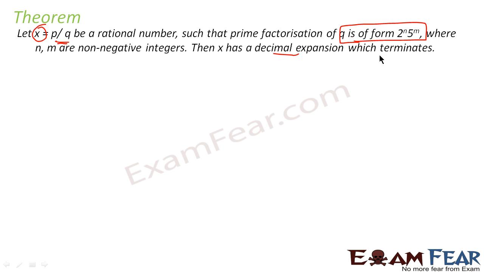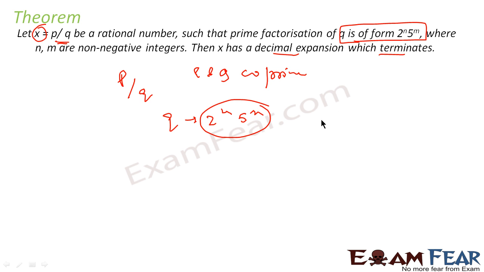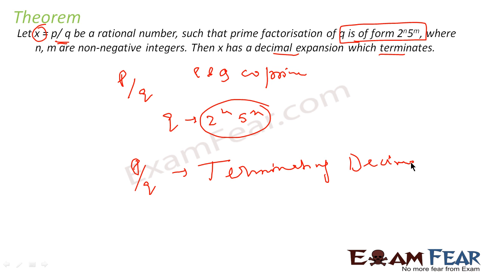The same thing in the reverse way. Whatever we have learned in the last slide, the same thing in the reverse. That is, if it is of the form p by q, p and q co-prime, and q is of the form 2 to the power n, 5 to the power m, in that case p by q has to be a terminating decimal number. Correct? Same thing in the reverse way.